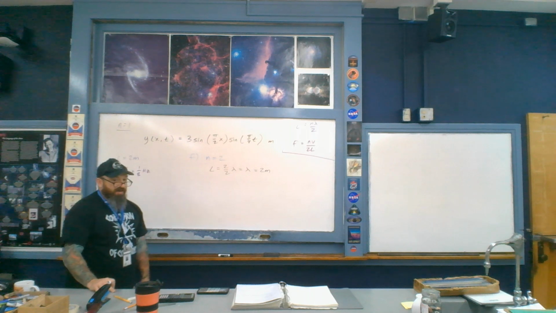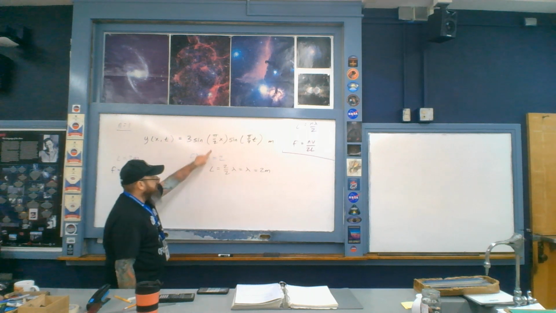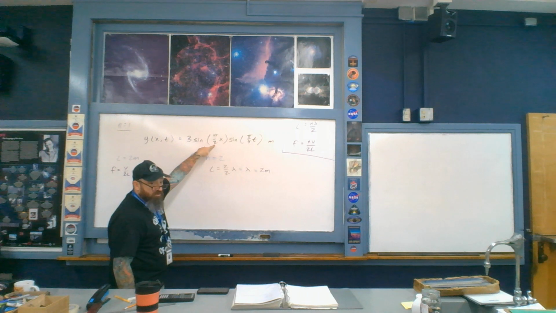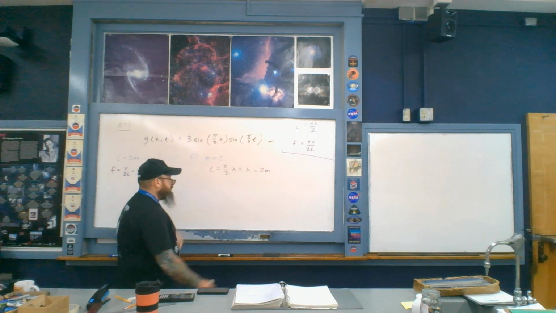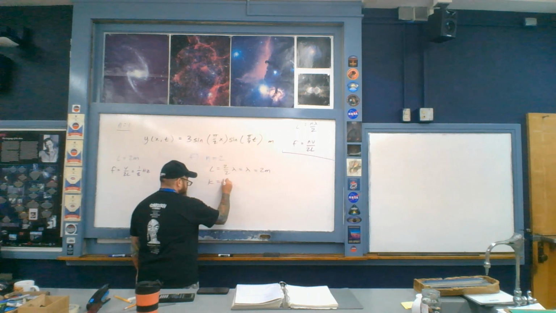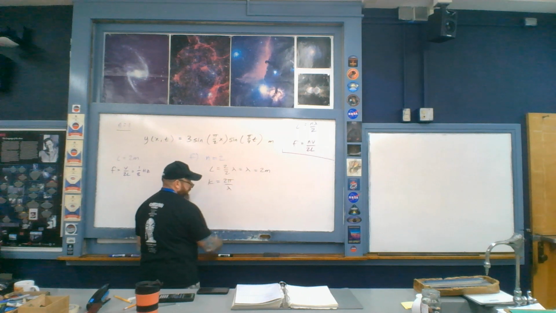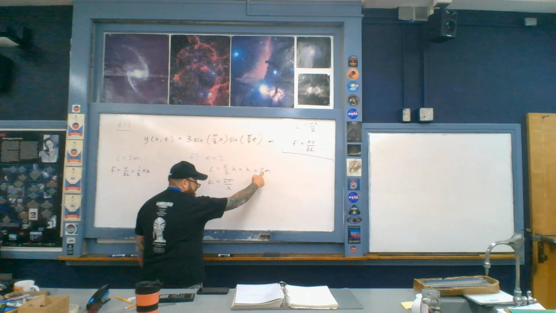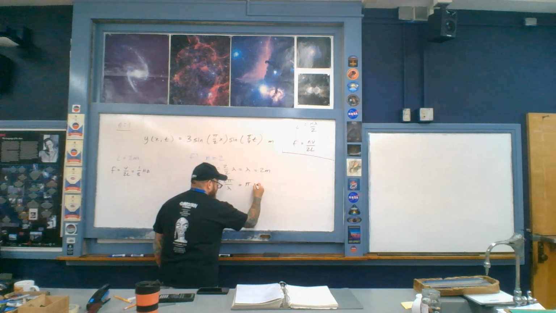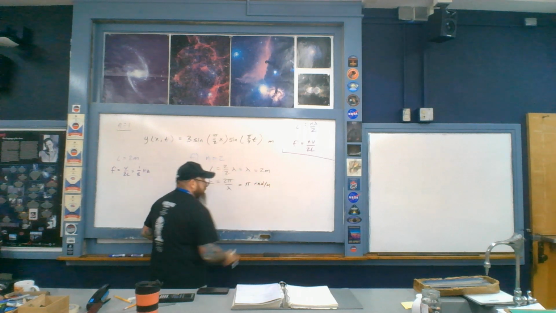This then changes the value of k, the wave number. It's no longer pi over 2 radians per meter. Here's how I find the new k. It's 2 pi divided by the wavelength. So 2 pi divided by 2 is equal to pi radians per meter.